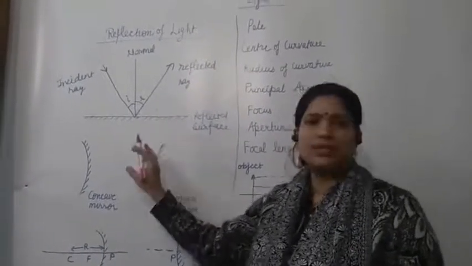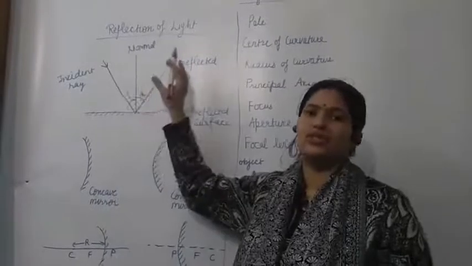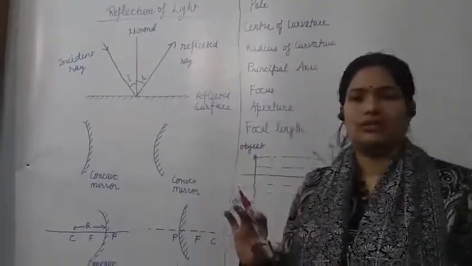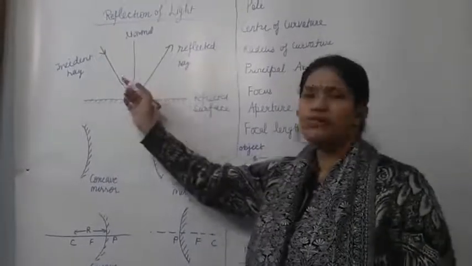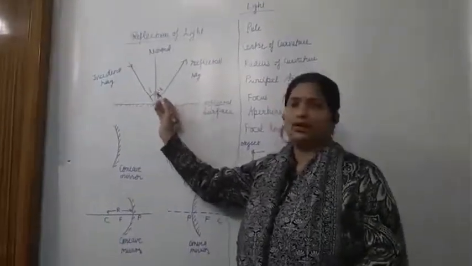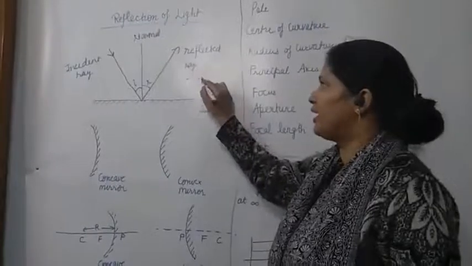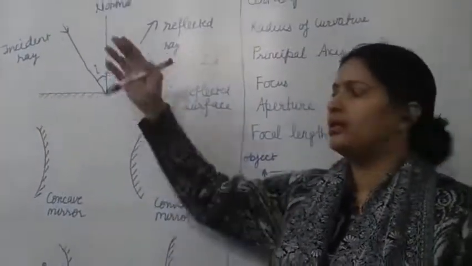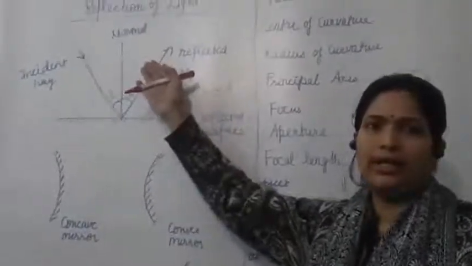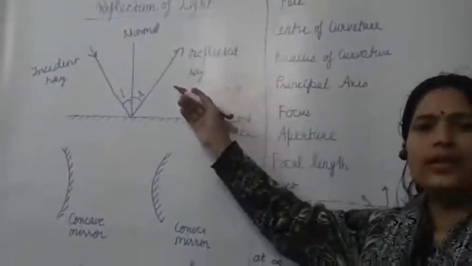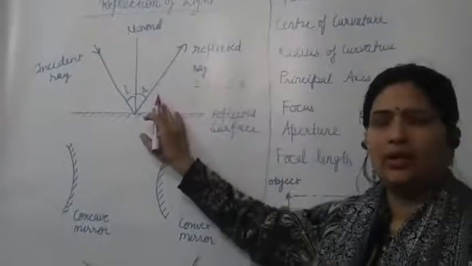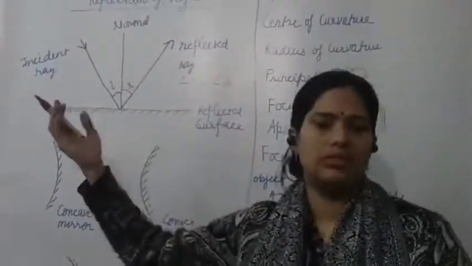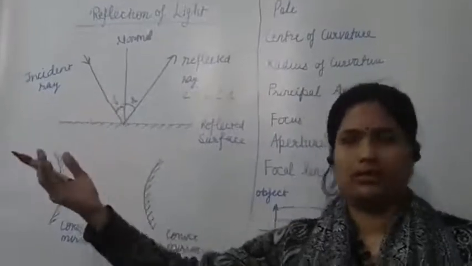Here are some basic rules for reflection, normally called the laws of reflection. First one is angle of incidence is equal to angle of reflection, angle i equals angle r. Second one is the incident ray, the normal and the reflected ray, all three lie in the same plane. None of them will go to another plane.